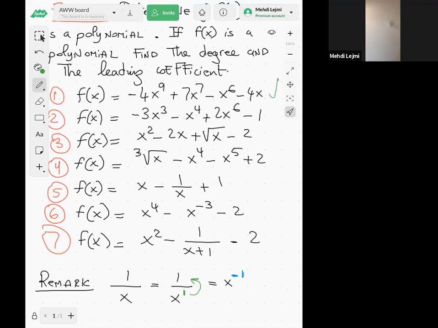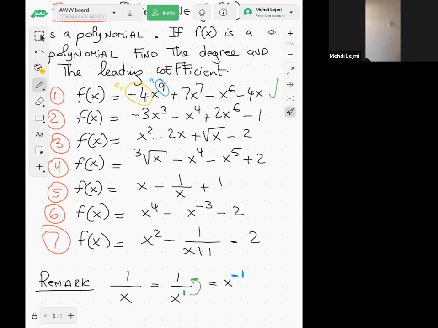The highest power of x is, of course, the degree n is 9. So this is my degree n, and the leading coefficient is, of course, this -4, right? That's my leading coefficient, okay? So that's my A subscript n.